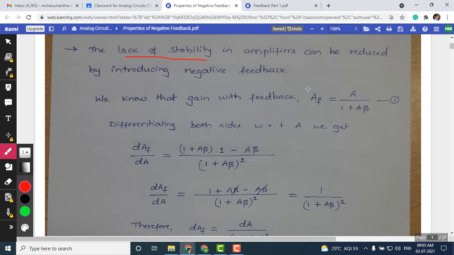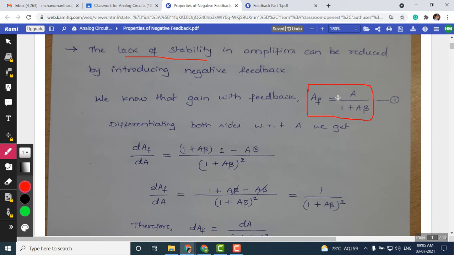So again, I stress once again, these equations students should memorize here. Okay, there is no shortcut. This entire chapter is based on only the previous equations. So just recall this equation: gain with feedback is A divided by 1 plus A beta. This plus means it is for negative feedback.